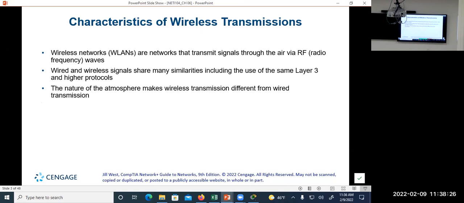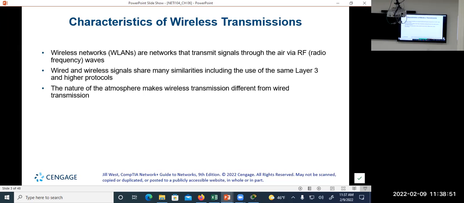A wireless network, or WLAN, wireless local area network, is a network that transmits signals through the air via radio frequency. You don't have a cable for this one. And wireless networks share many similarities with wired ones, including the use of the same layer 3 and higher protocols.